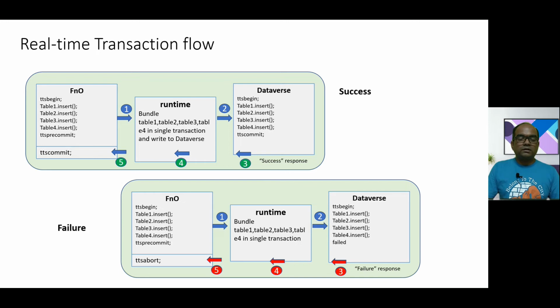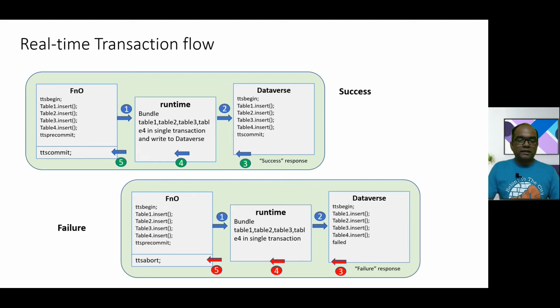And just before the transaction, there is a TTS pre-commit event, which gets executed to call the dual write runtime. As you can see here in the presentation deck, in the pre-commit event, point number one, it tries to call the dual write runtime. And this only happens for the entities that are enabled for dual write. What the dual write runtime does is bundle together all the requests and create a single batch in a synchronous way.